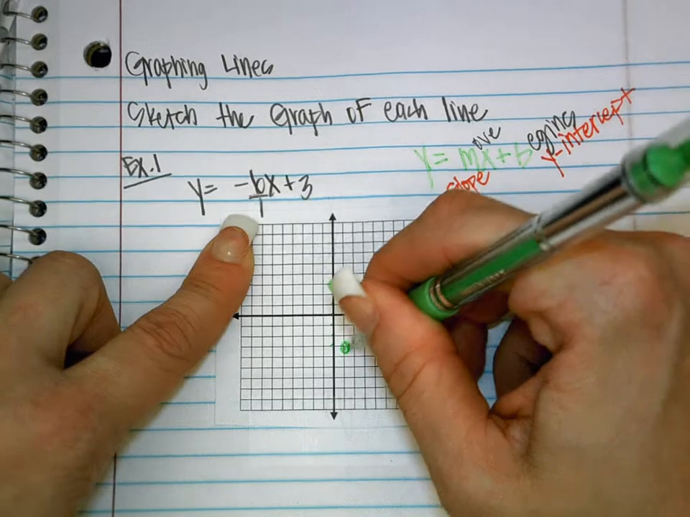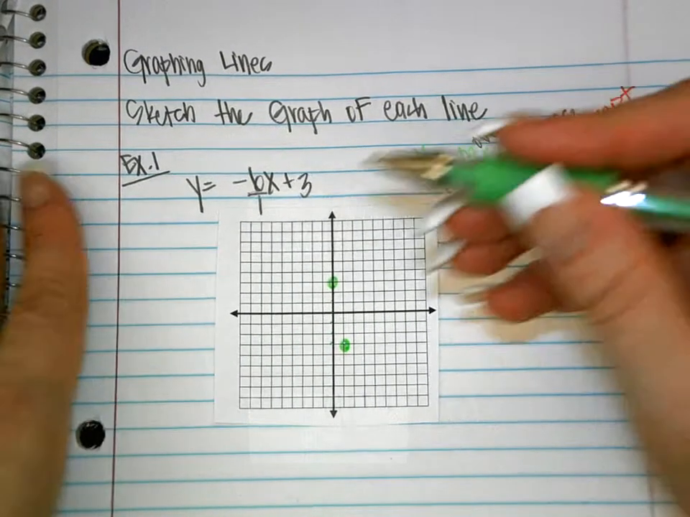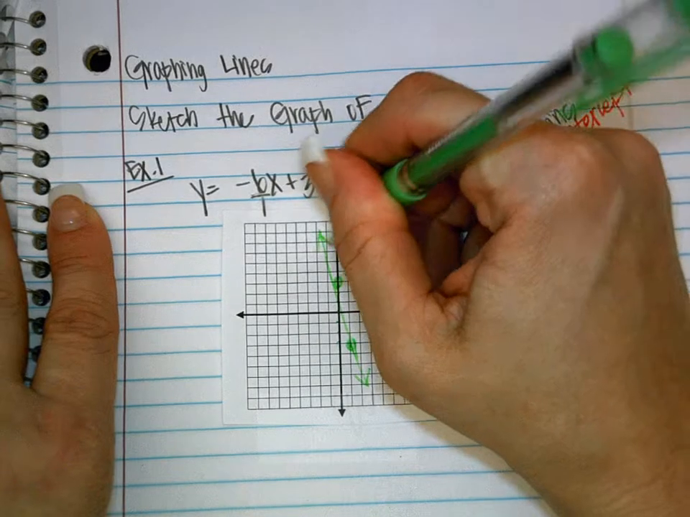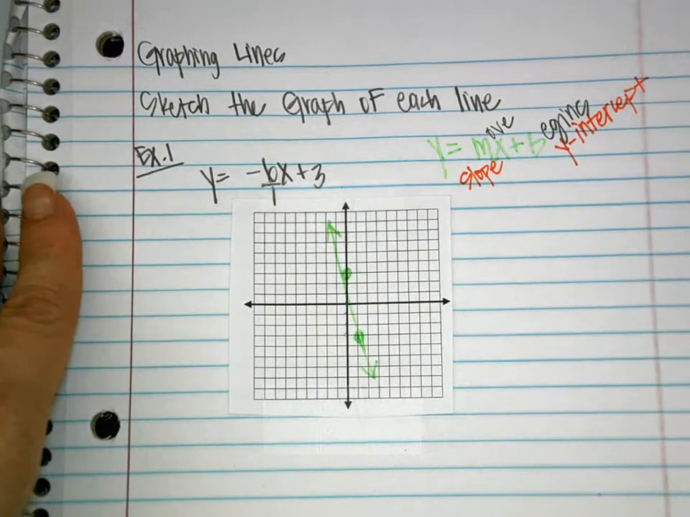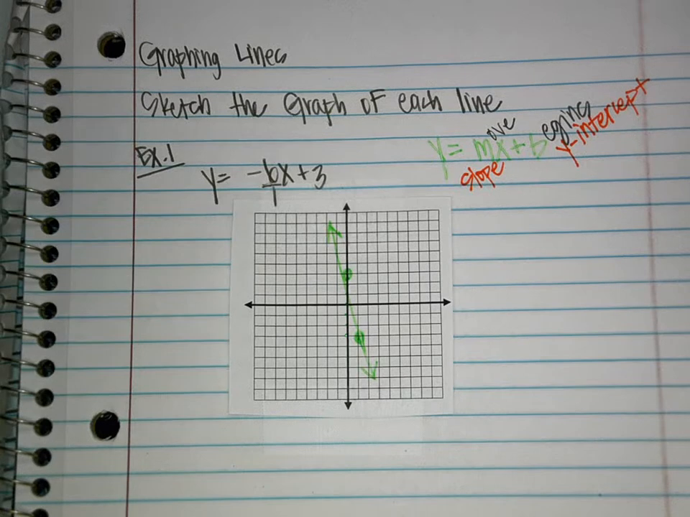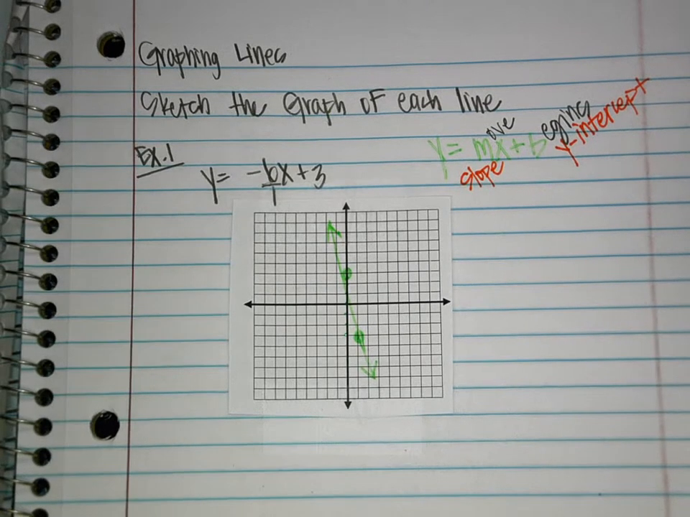Make a dot. Once you have 2 dots, connect them with a line. Make sure you put arrows on the end because it does still keep going. I know that sounds picky, but especially on state tests, if you don't put the arrows on the end, it's going to be wrong, because it would indicate that it stops. Lines don't stop. They keep going.